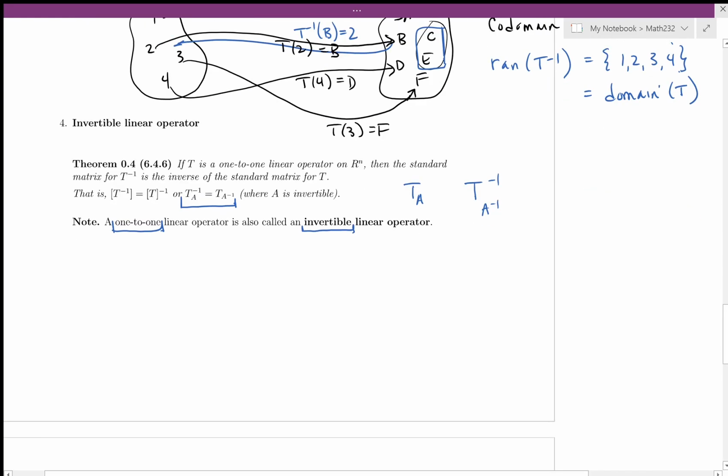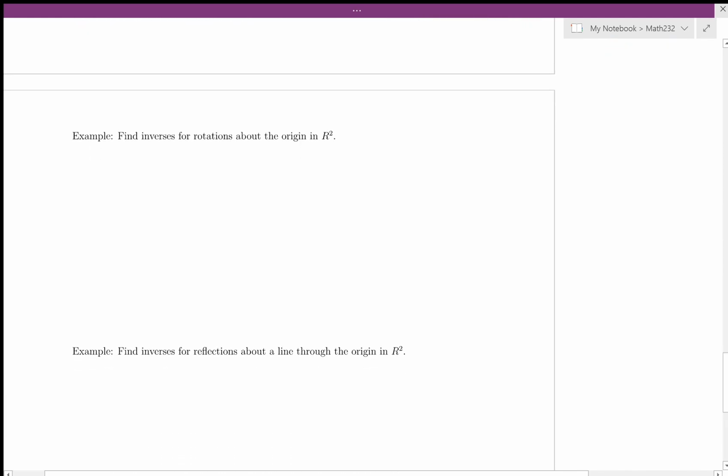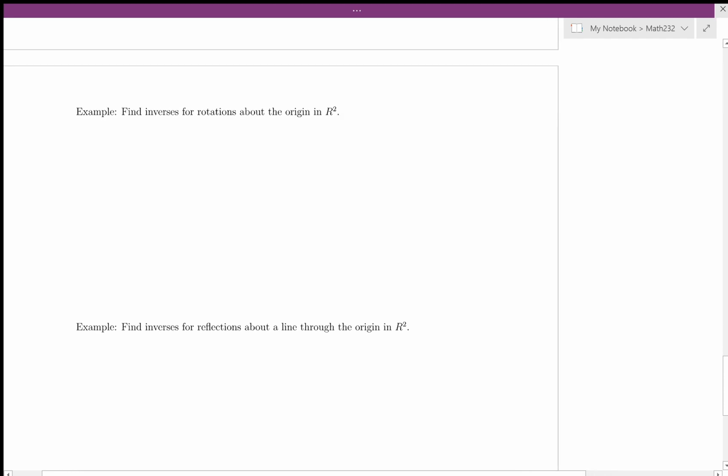Let's see an example. Okay, we want to find the inverse of rotation about the origin in R2. So we're going to do this sort of by visual picture, and then also actually compute it and make sure that we see that this is working exactly how we would expect. Okay, so that is the rotation matrix. R theta is cos theta, minus sine theta, cos theta. Okay, now let's think about what's happening here.